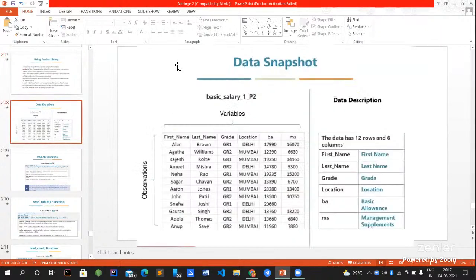Now, what is a data snapshot? A data snapshot is just collecting your data and registering that data under some instances. Okay. Now, if you're not registering some of your data in the instances, it will give you a problem. And you should have proper variables and observations under that. Now, what is a data snapshot?